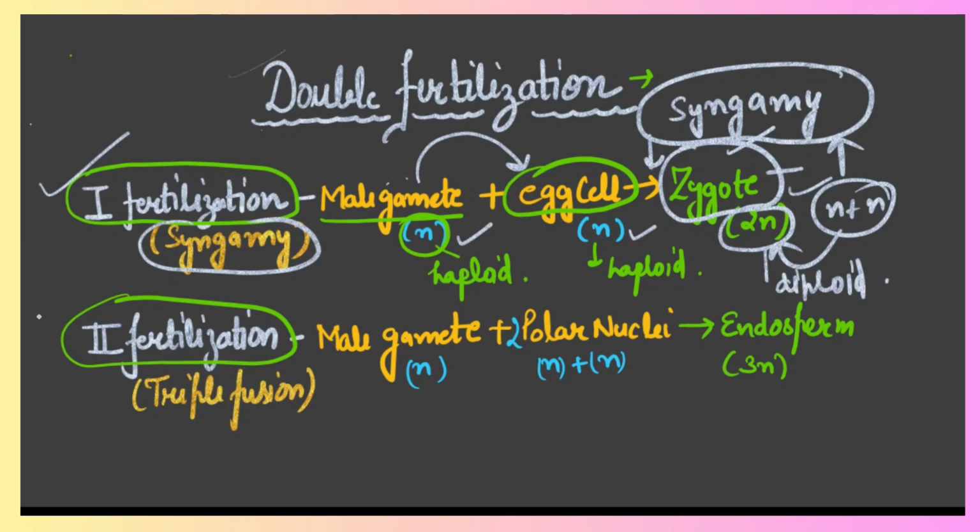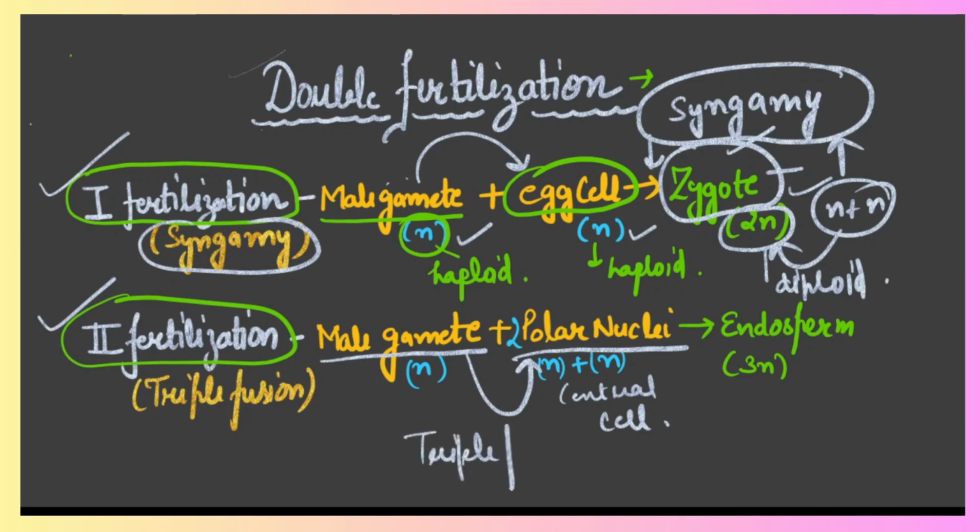Now the second fertilization. This is the second male gamete. The second male gamete fuses with which cell? The central cell. The central cell contains how many nuclei? Two polar nuclei. The fusion of the second male gamete with the central cell, or two polar nuclei, is called the triple fusion.